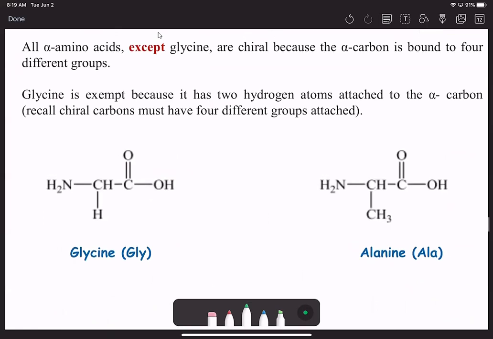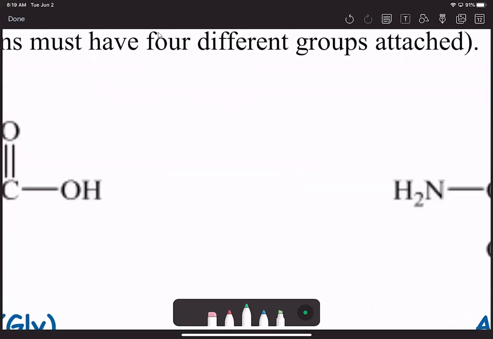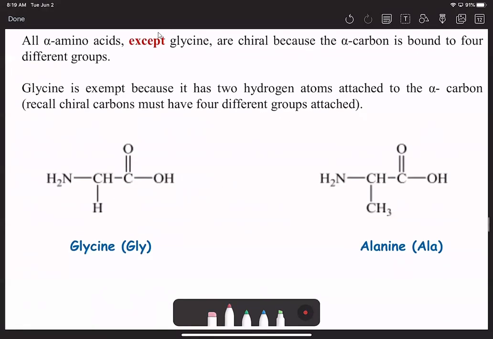So we talked about glycine, and again, just as a reminder, here's our R group, or these different groups here, making glycine the only one that is achiral.